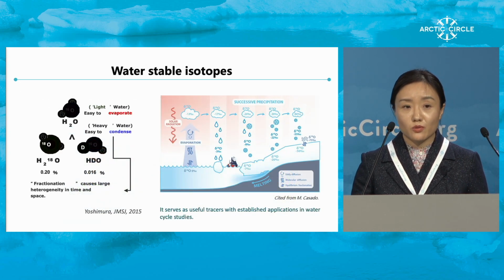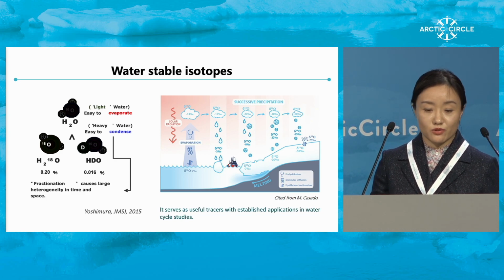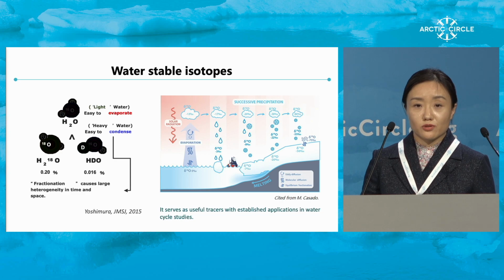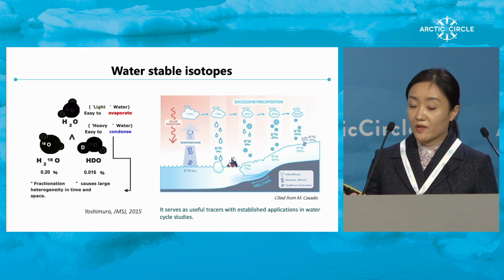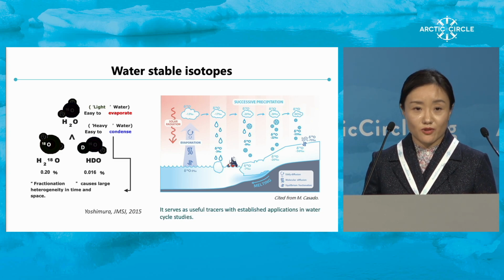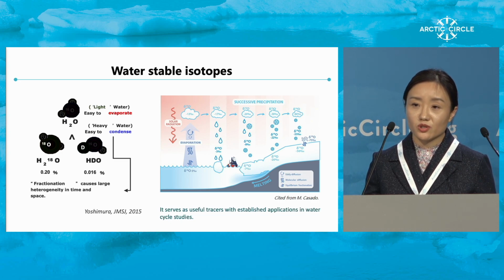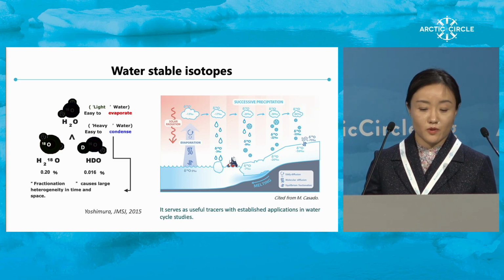Here we use water stable isotopes to trace the water cycle in both regions. Due to the fractionation of oxygen and hydrogen isotopes, the isotopic ratio decreases from the ocean to the land if there is no other moisture mixed in during the moisture transport.